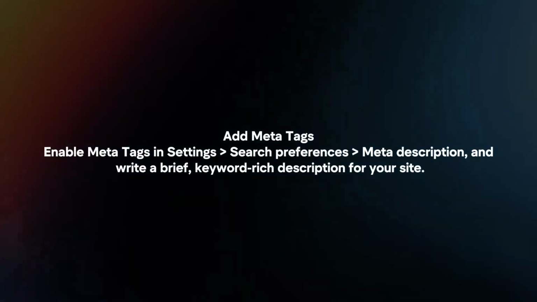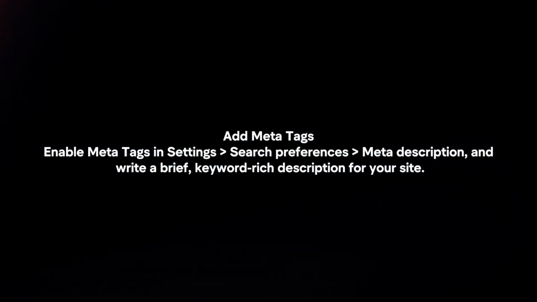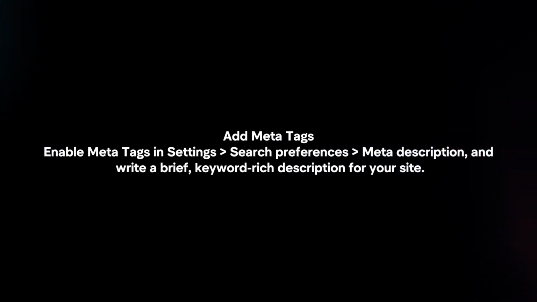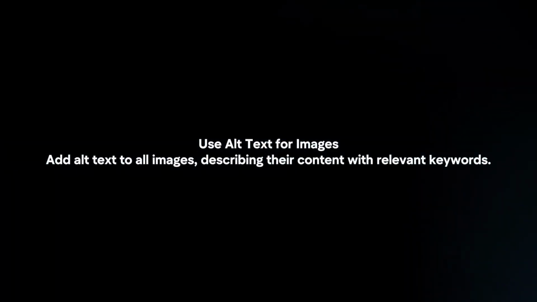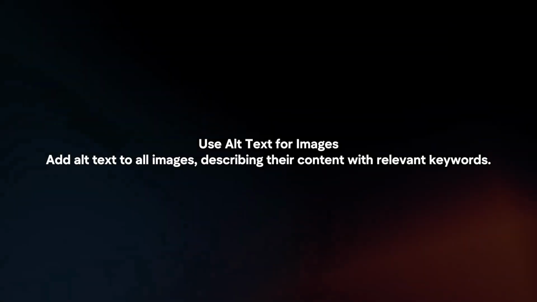Add meta tags. Enable meta tags in Settings, Search Preferences, Meta Description, and write a brief, keyword-rich description for your site. Use alt text for images. Add alt text to all images, describing their content with relevant keywords.